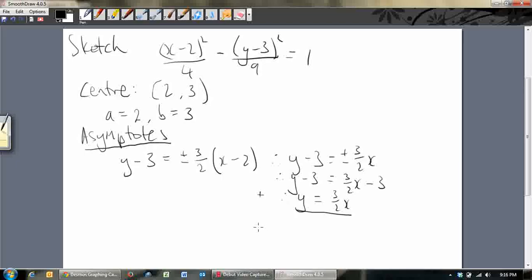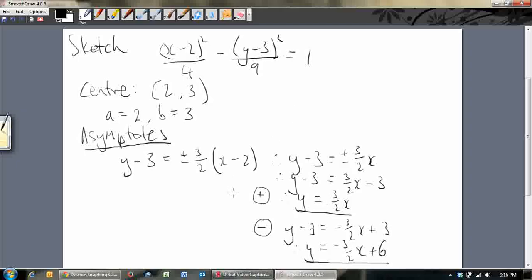What happens when you get the negative? Well, you'll get y minus 3 is equal to negative 3 over 2x. What's negative 3 over 2 times negative 2? That'll be positive 3. And then just tidy up there for y, when I add 3 to both sides, negative 3 over 2x plus 6. So there are our two equations, that equation and that equation.